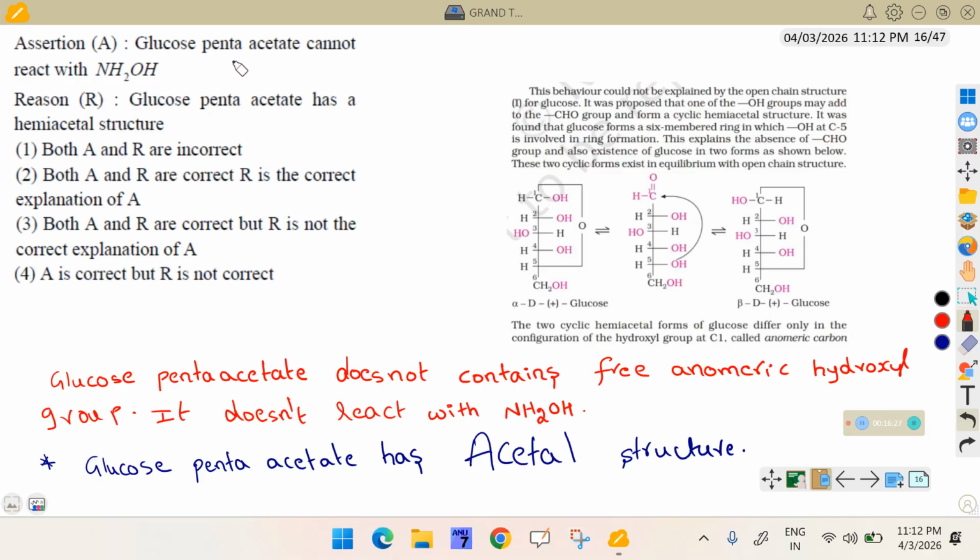Assertion: glucose pentaacetate cannot react with NH2OH. Correct. Reason: glucose pentaacetate does not contain a free anomeric hydroxyl group. That's the reason it does not react with NH2OH. Glucose pentaacetate has a hemiacetal structure? No, wrong. It contains an acetal structure, not hemiacetal. A is correct. R is not correct.